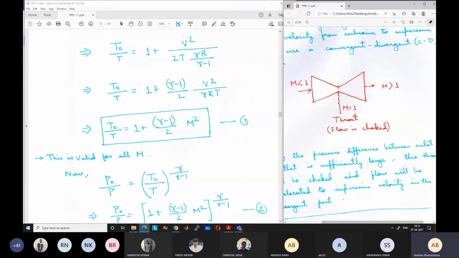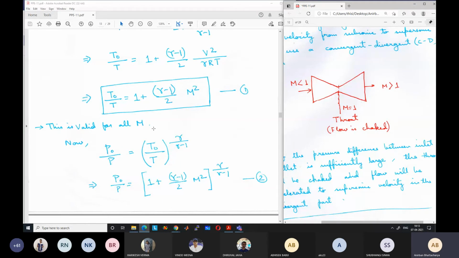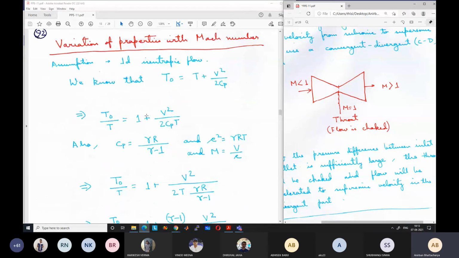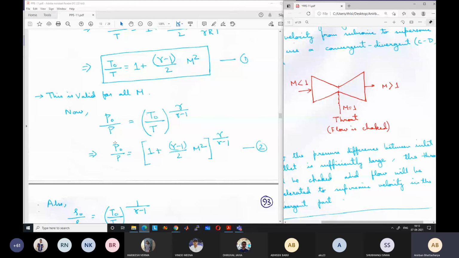Now, because for isentropic changes, P0 by P is equal to T0 by T to the power gamma by gamma minus 1. Since we have already calculated T0 by T, we can write P0 by P is equal to 1 plus gamma minus 1 by 2 M square, to the power gamma by gamma minus 1. This is the variation of pressure. Again, at the inlet, the stagnation pressure is known, so you can find the variation of pressure along the entire domain, or from the change in temperature also.